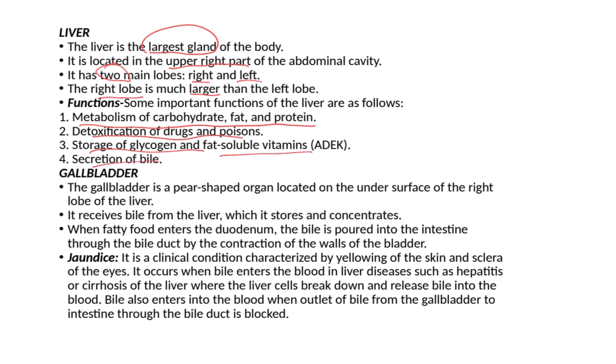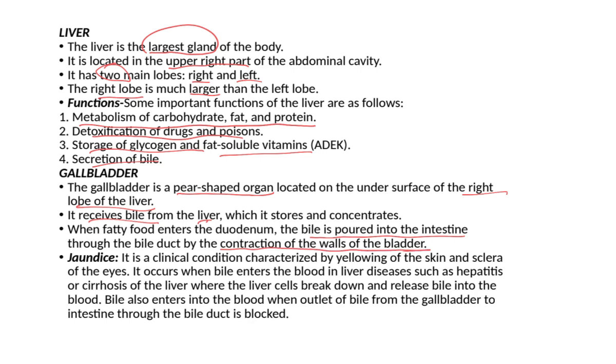The next organ is gallbladder. It is a pear shaped organ and it is located on the under surface of the right lobe of liver. It receives bile from liver, which it stores and concentrates. When fatty food enters the duodenum, the bile is poured into the intestine through the bile duct by the contraction of the walls of the bladder.